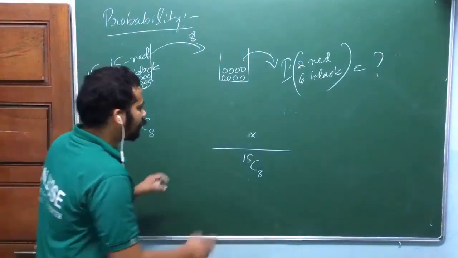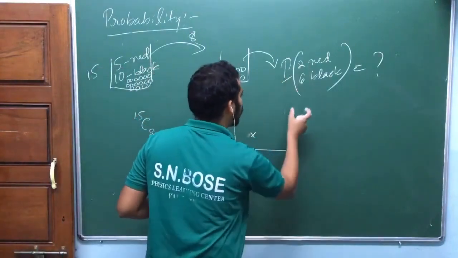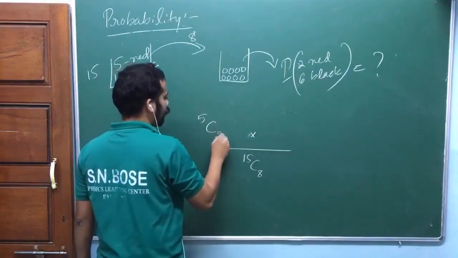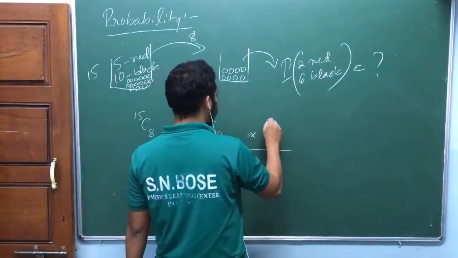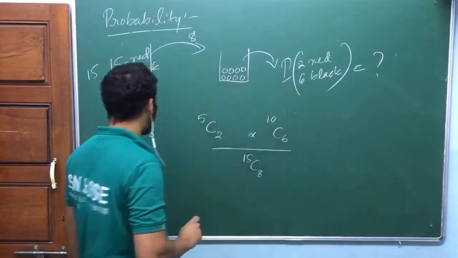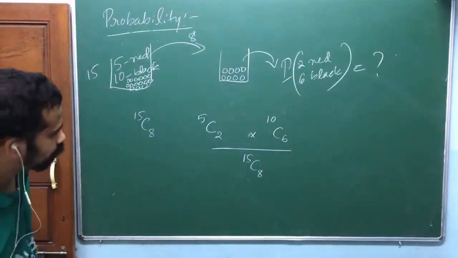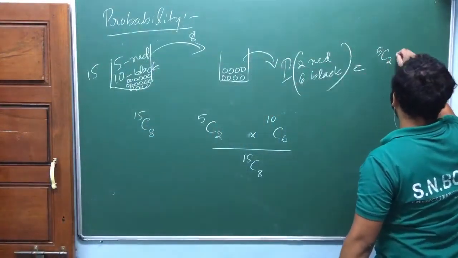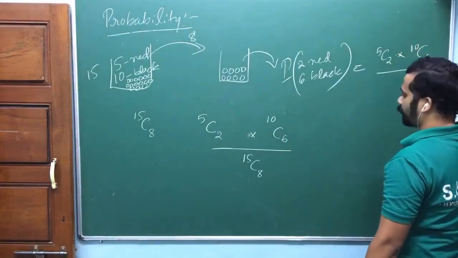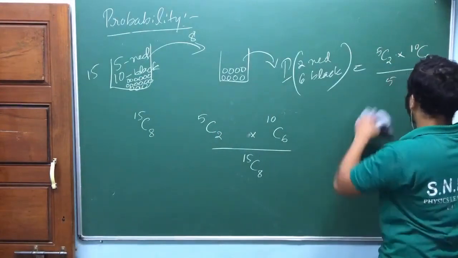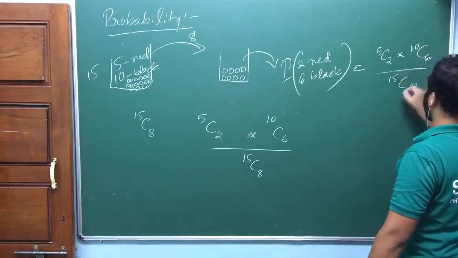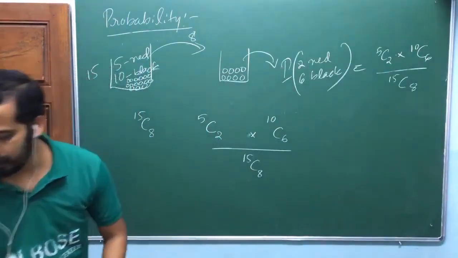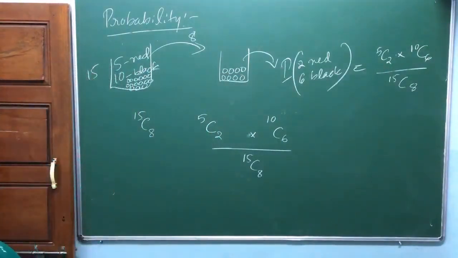Look at here. Now, what is the number of ways of getting 2 red and 6 black? What is the number of ways of getting 2 red? That's equal to 5C2. What is the number of ways of getting 6 black? That's equal to 10C6. And this is the required probability. Is that okay? That's equal to 5C2 into 10C6 divided by 15C8. Numerator is a principle of counting here. Okay, I'm not applying any theorem here. Is that okay?